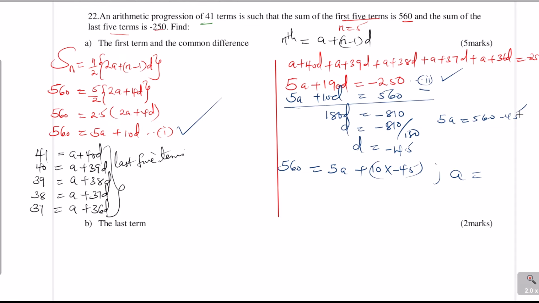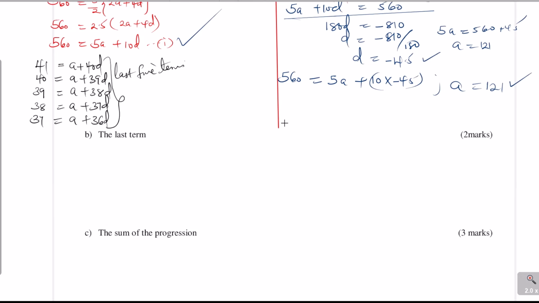Let me repeat this again. So I'm trying to substitute here. d is negative 4.5. So that means, oh, I'm supposed to add here. That is why I'm getting a different answer. So this would be 560 plus 45, and then you divide by 5. You get 121. So a will be 121 and d negative 4.5. So after getting that, we have answered that question.